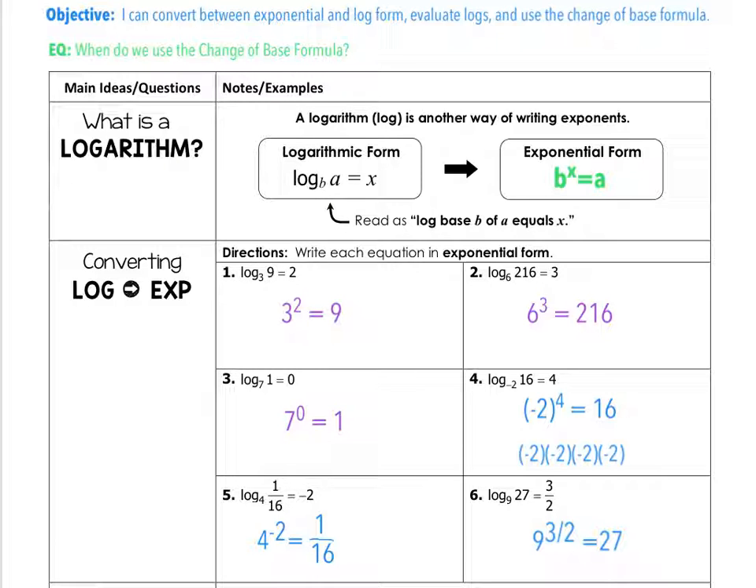So in the denominator, I'm going to have 4 to the second, which is 16. And then the numerator, I'm just going to have 1. And then for number 6, I have 9 to the 3/2 equals 27. And we're going to talk more later about what an exponent that's a fraction means. But this is about the process of being able to just rewrite from that log form. So go ahead and pause the video and identify any areas that you're confused on that you want to talk about tomorrow.